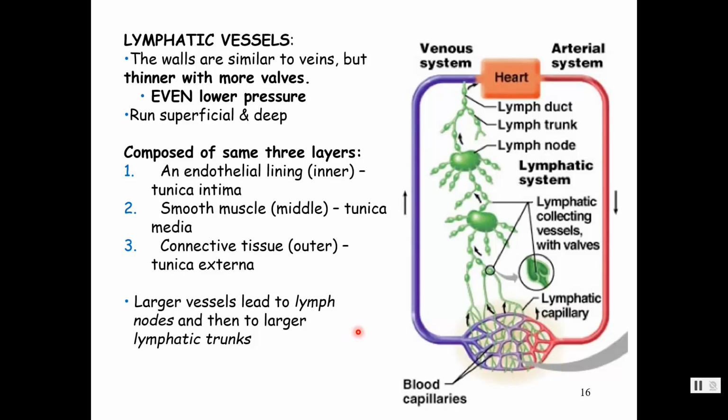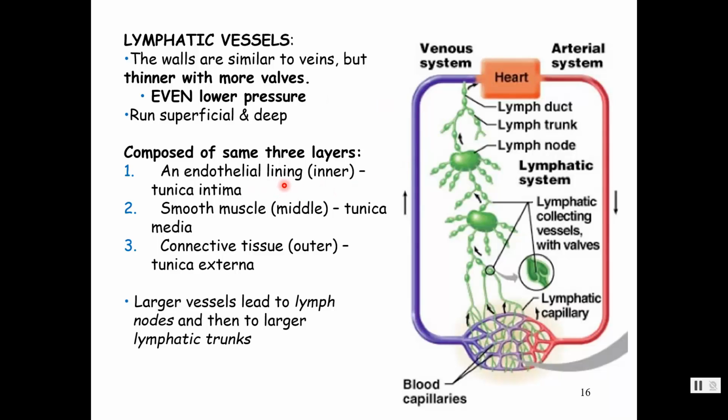So the capillaries, when they merge to become lymphatic vessels, are going to be very similar to veins. They're going to have thinner walls. They're going to have more valves because this is a one-way system and there is no pump. So that's even lower pressure than we had in the veins. They're going to have the same three tunics as veins.